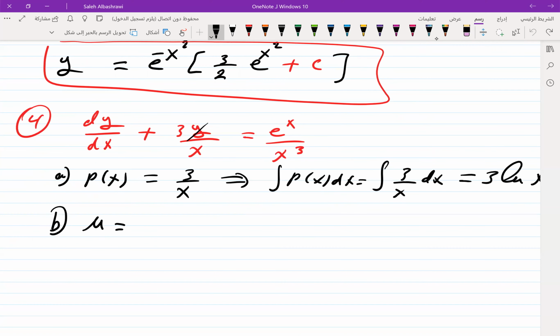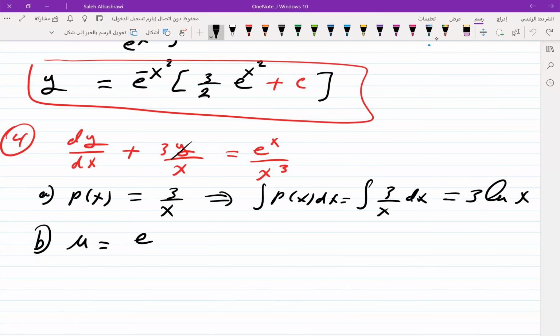Now mu will be equal to e to power 3 ln x, or it is e to power ln x to power 3. Using the property of the logarithm, this is a power. So it is e to power ln x to power 3. And from the properties of logarithm, e will cancel the ln, so I'll have x to power 3. This is mu.